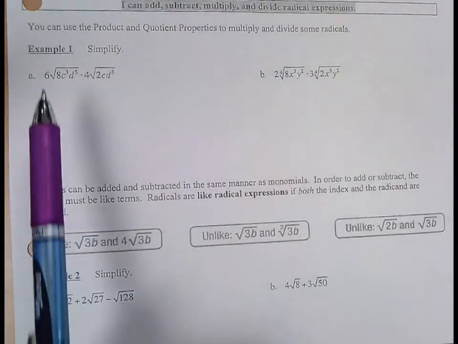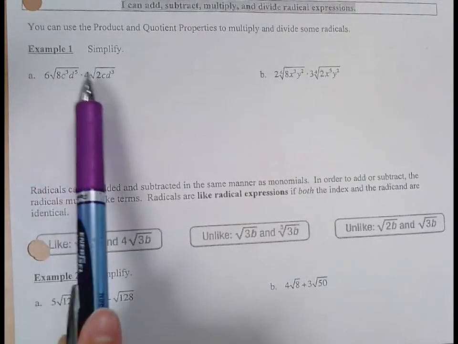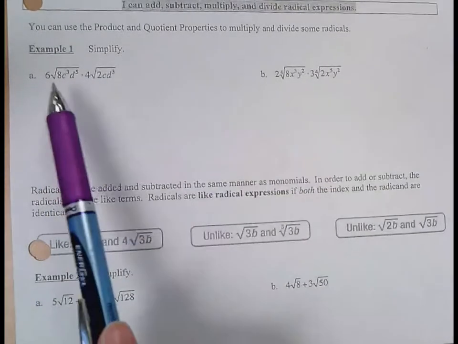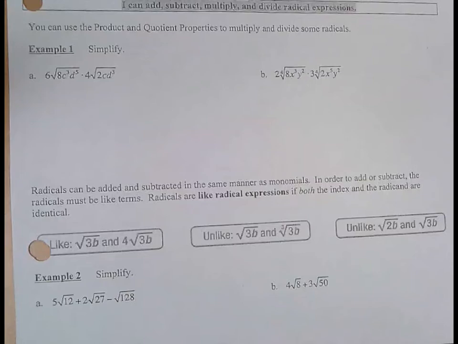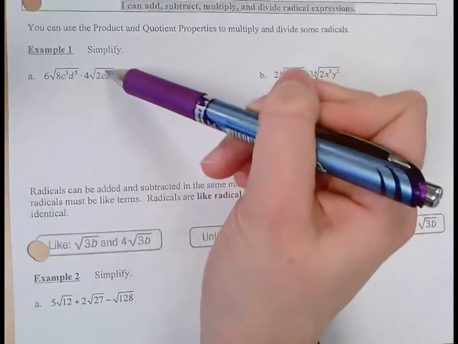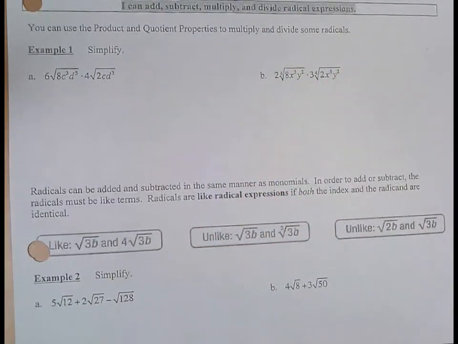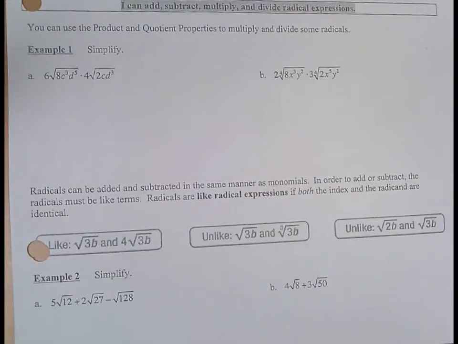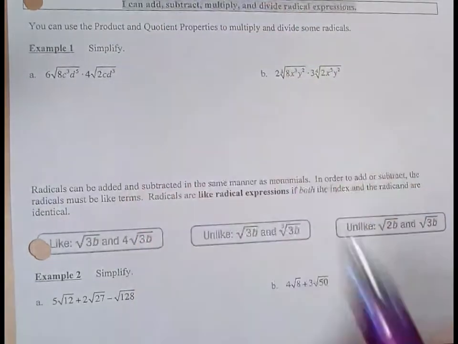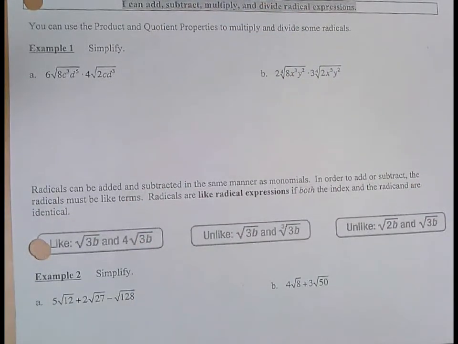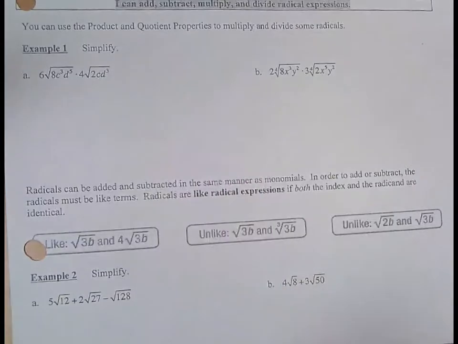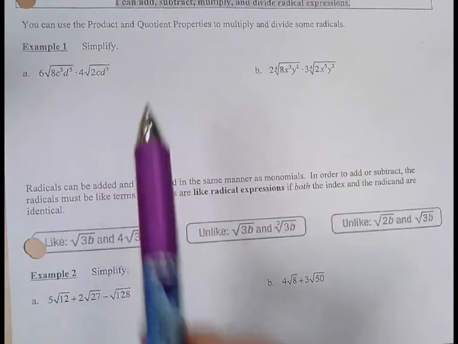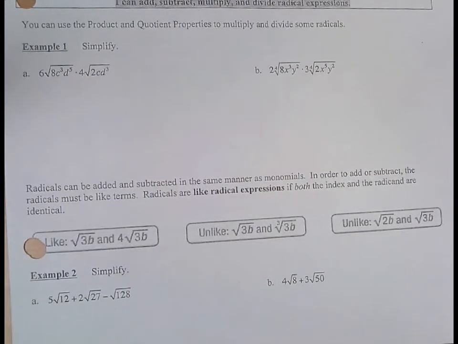You first have to make sure, in order to multiply these together, the index of each radical has to be the same. So notice these are both square roots. What that means is whatever is in the square roots, we can multiply those together. If the index on each of these was different, we could not actually multiply them. So there are multiple ways to work through these. You could simplify each radical first and then multiply. I find it easier to multiply them together first and then just simplify the one radical in the end.